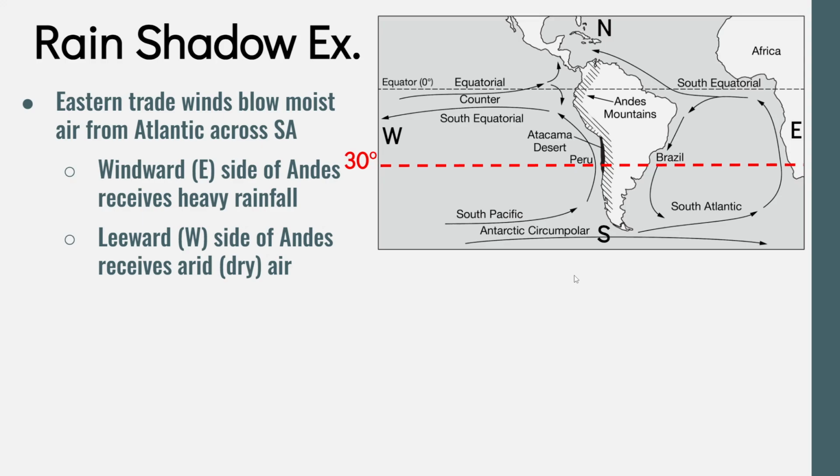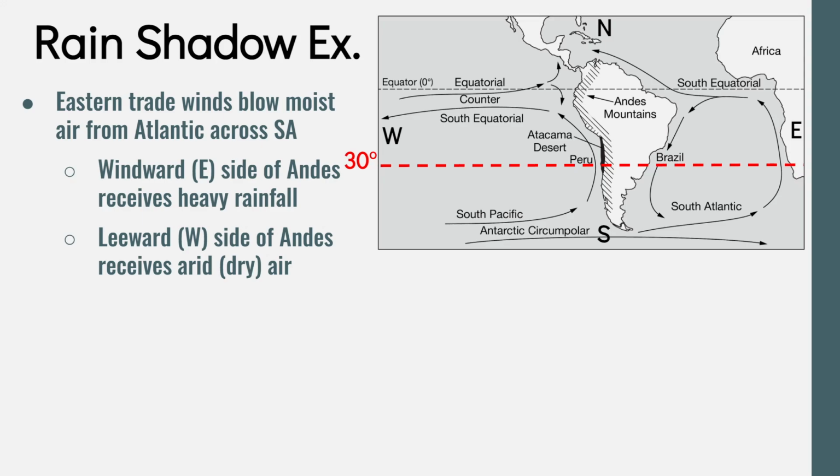Let's take a look at a real example of the rain shadow here. In South America, we have the Andes Mountains, which is this long, narrow coastal mountain range that we see shaded on the side of the map.